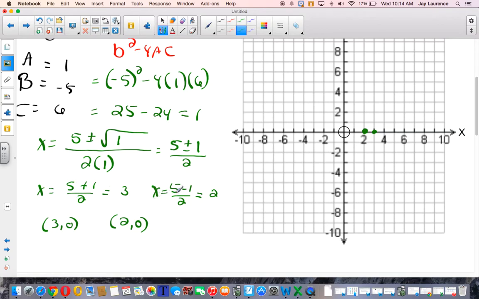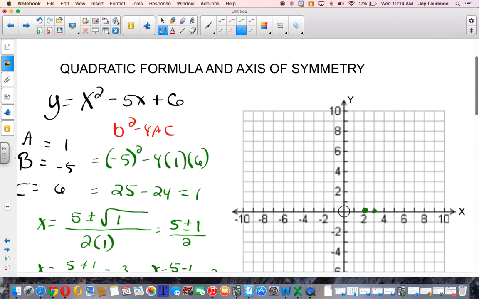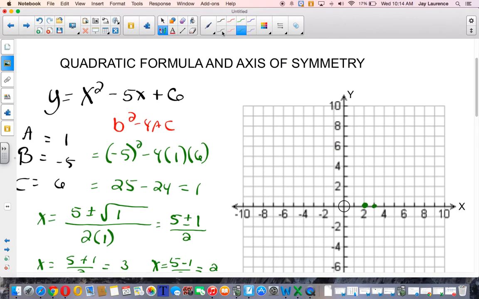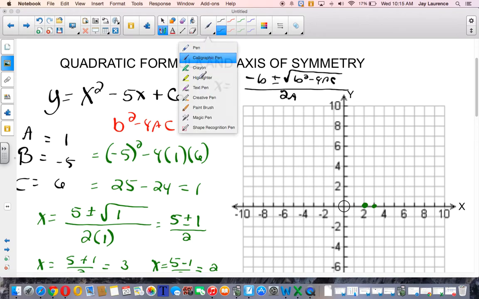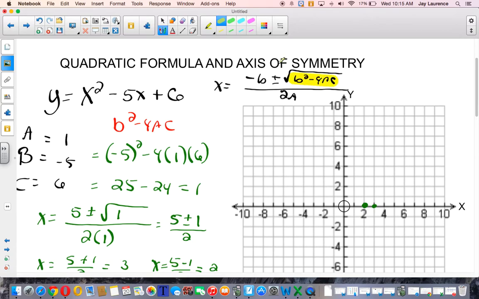All right, now I need my vertex. And remember, the formula for the vertex is hidden in the quadratic formula, just like the formula for the discriminant is hidden in there. B squared minus 4ac all over 2a. All right. So there's my discriminant. By default, by process of elimination, the x-coordinate of the vertex must be found by doing negative b over 2a. So let me do that.